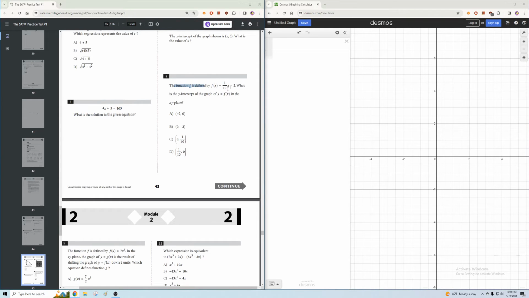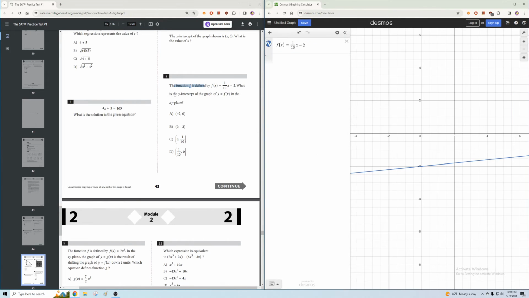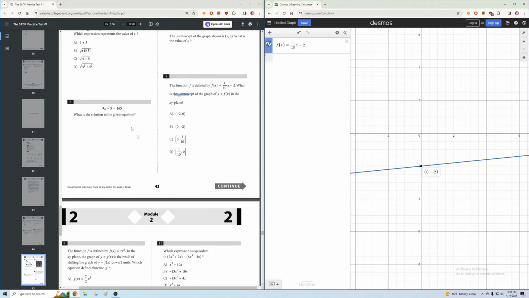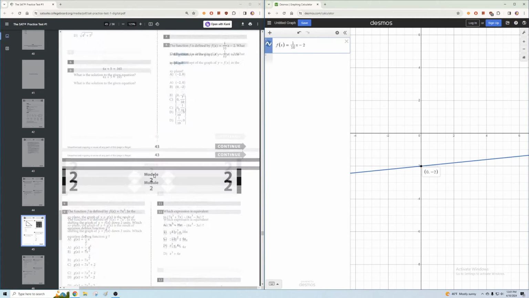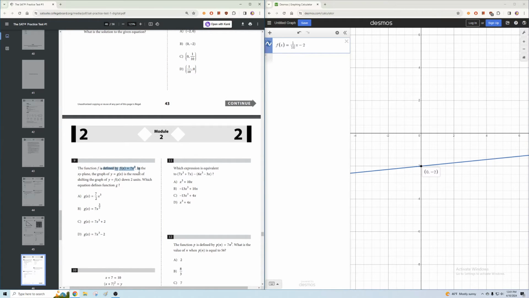Okay, so the function, here it is. It's just a line. What is the y-intercept? Okay, so it takes f of x, by the way. So 1 over 10 x minus 2. And it's asking for that y-intercept. So the y-axis is right here, just 0, -2. Choice B. All right, cubics. I can graph cubics too. Defined by this.